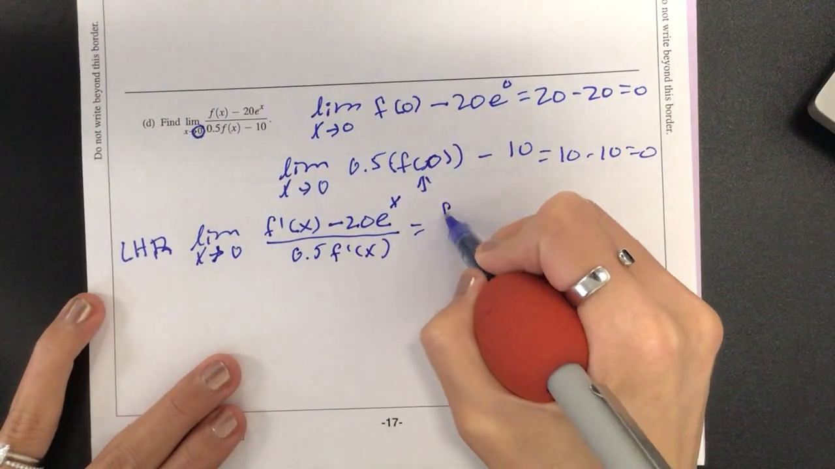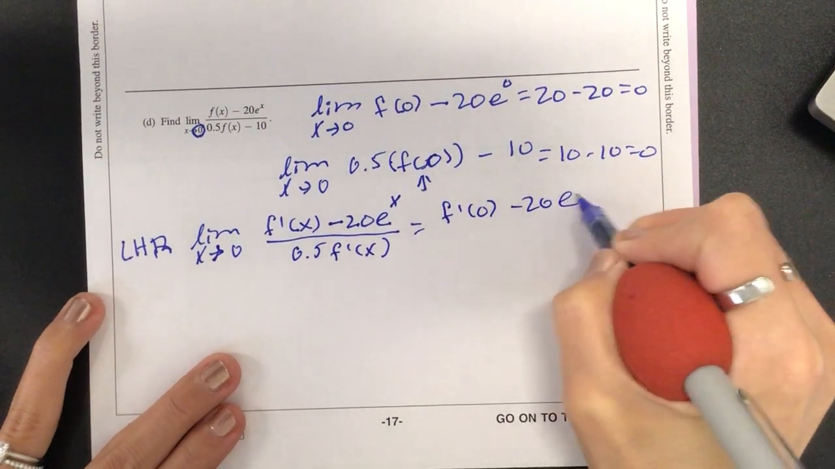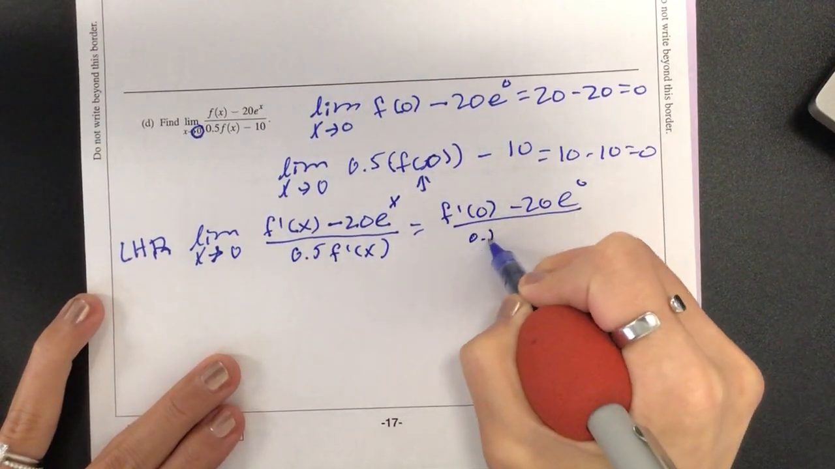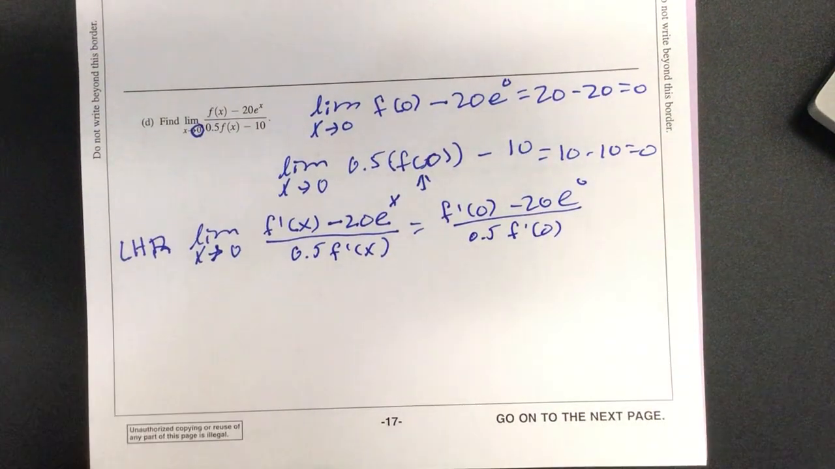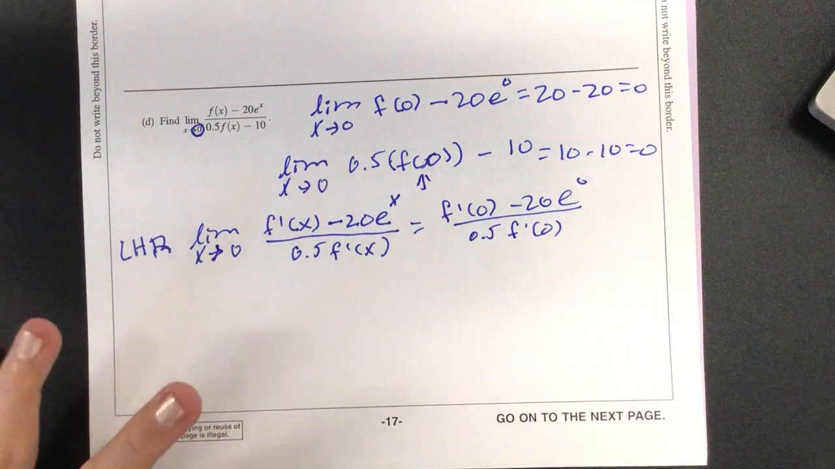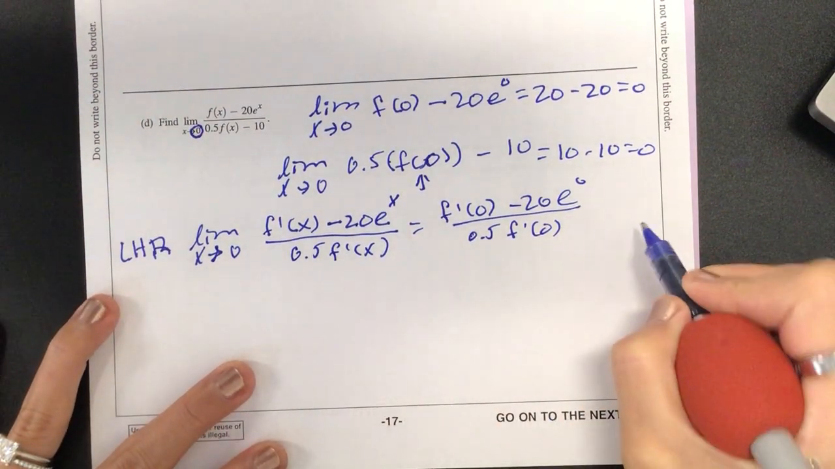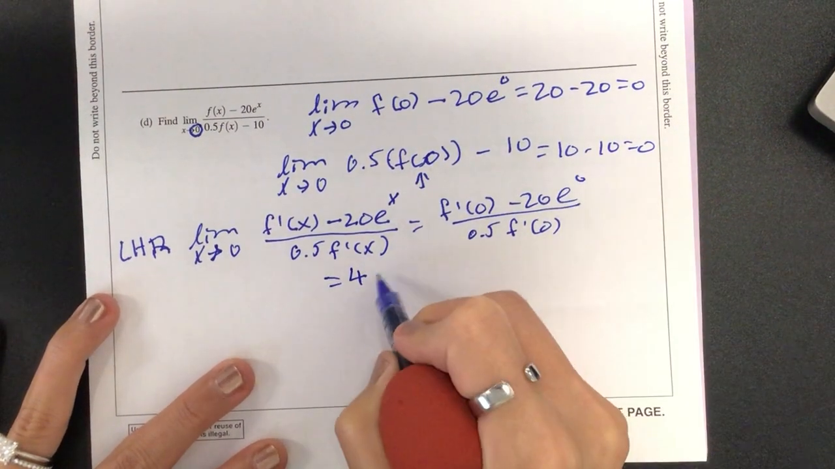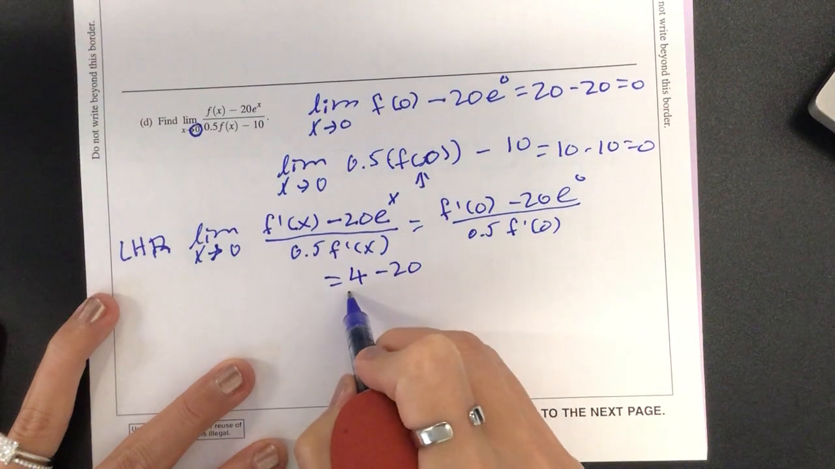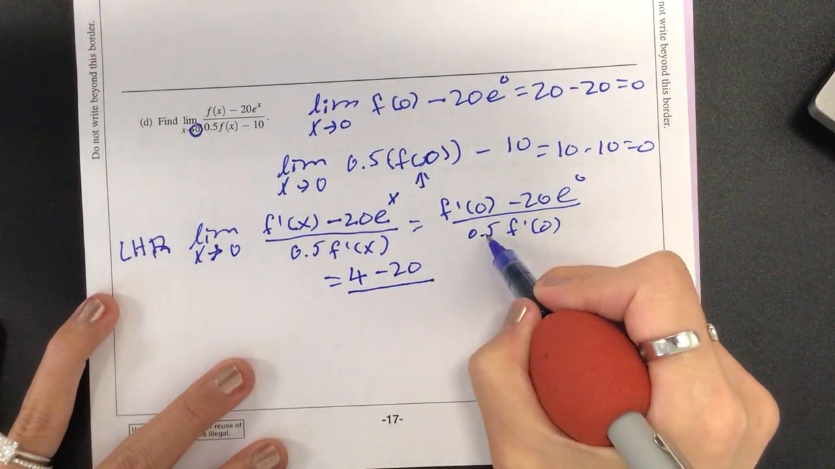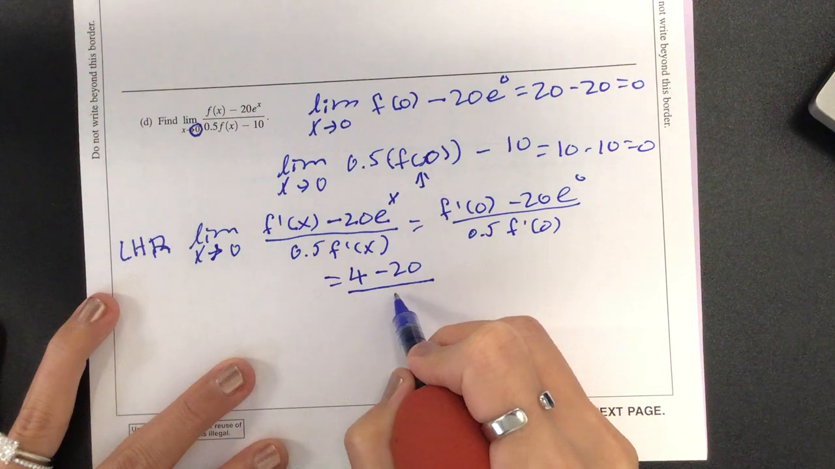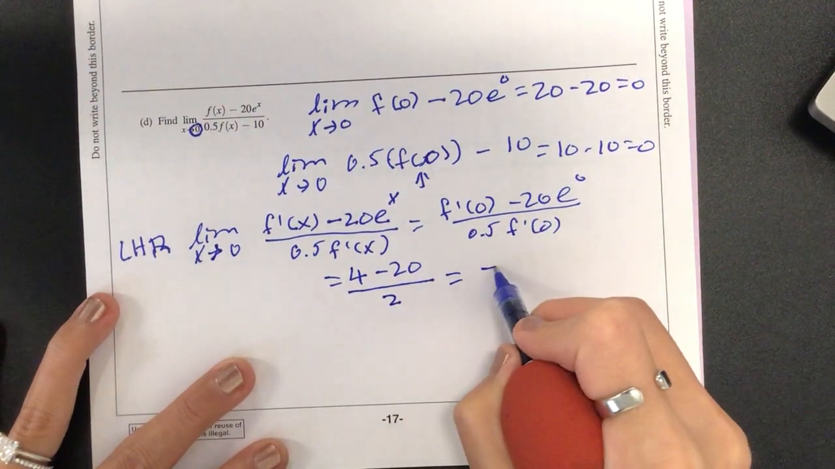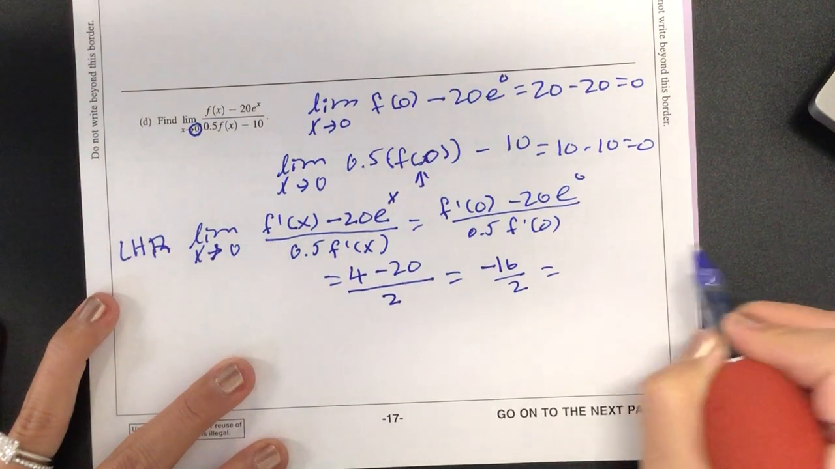So this is going to give me f prime of 0 minus 20 e to the power of 0 all over 0.5 f prime of 0. Okay, look at your chart. Okay, Abby, tell me on your chart at the beginning, when x equals 0, f prime is equal to how many? 4. Okay, 4, very good. And then the next piece is going to give me minus 20. So if I have 4 again, 4 and half of 4 is how many? 2. And let's further simplify. That's negative 16 over 2, which ends up being how many?